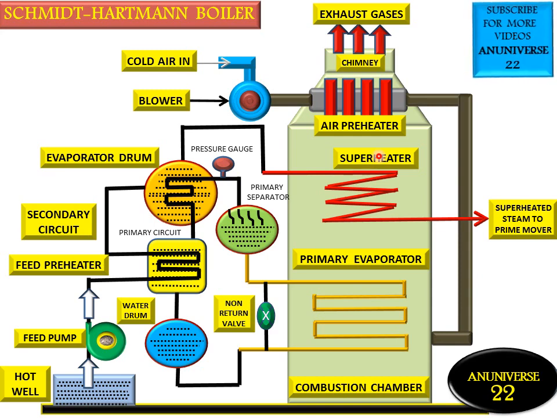And this is the superheater. The superheater is used to increase the temperature of saturated steam. Saturated steam is generally not good because it causes corrosion. So the superheater is used to increase the temperature of the saturated steam that is coming out from the evaporator drum.